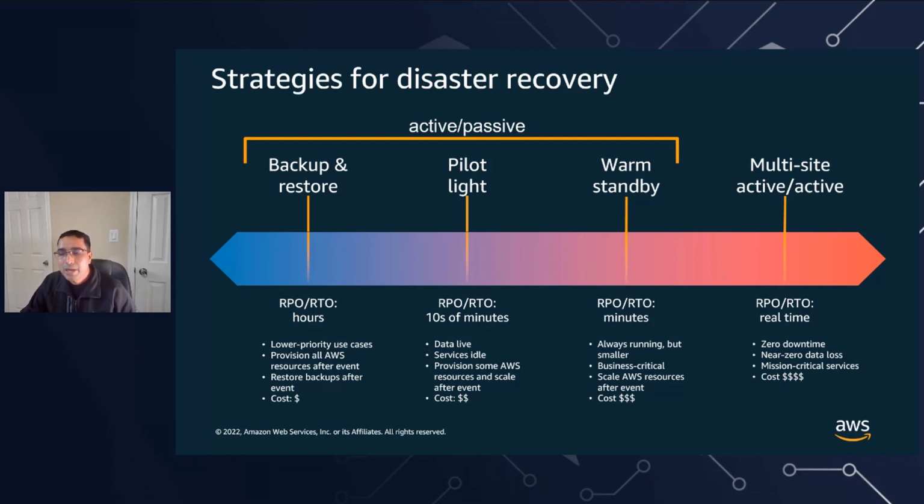The next to the right is the pilot light strategy, and an extension to that is the warm standby strategy. So these are, again, RPO and RTO can be in tens of minutes, and a warm standby can get you to minutes. And as we go to the right, it gets expensive to implement. On the right-handmost side is the multi-site active-active strategy. In this case, the RPO and RTO are almost real time. You essentially get zero downtime, and there is near zero data loss. But this is going to be the most expensive of all DR strategies, which is meant mostly for your mission critical workloads.